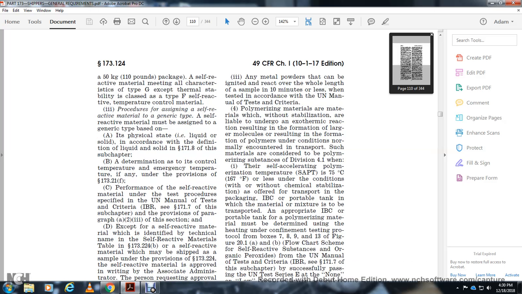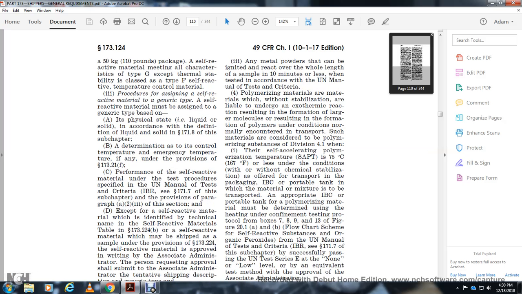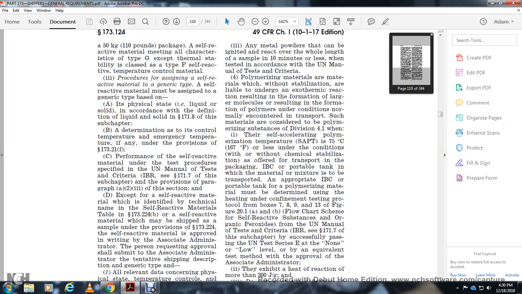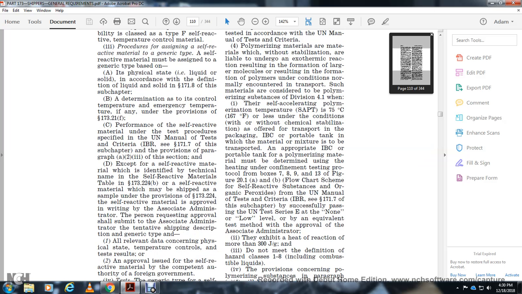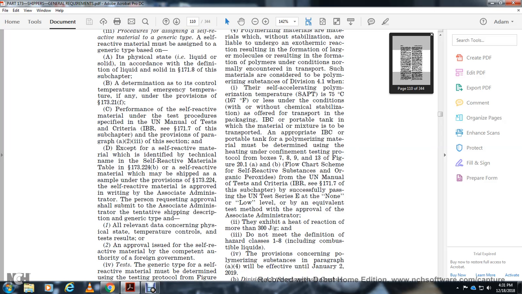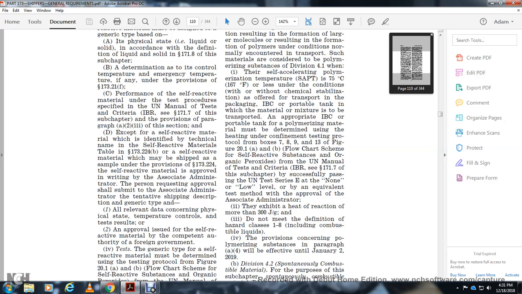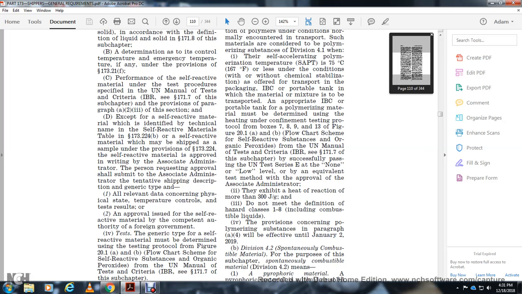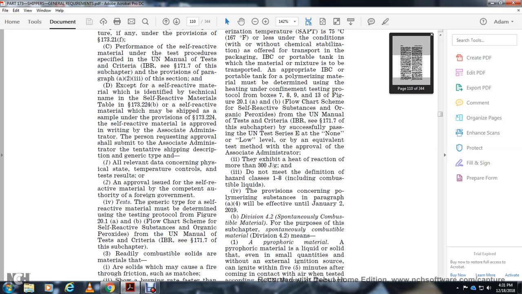Self-reactive materials approved by the Associate Administrator: the person required to obtain approval shall submit to the Associate Administrator the shipping description with the generic type, all relevant concerns with the physical state and temperature control, and the test results. Approval of the issue of the self-reactive material may be made by a competent authority of a foreign government. Testing the generic type of the self-reactive material must be determined in the testing protocol in figures 20.1A and 20.1B, the flowchart scheme for self-reactive substances and organic peroxides, of the UN Manual of Tests and Criteria.